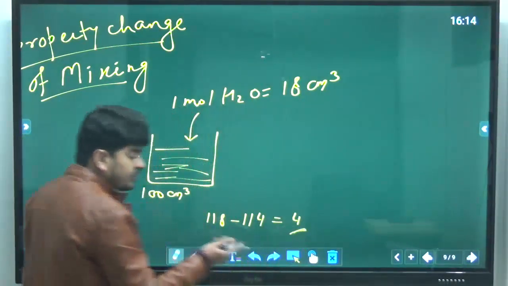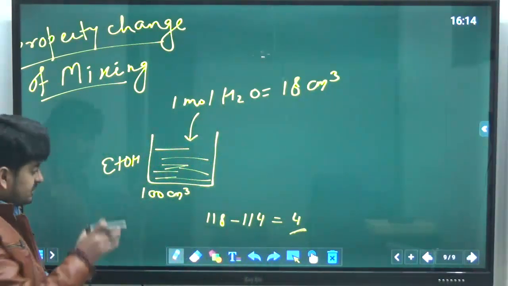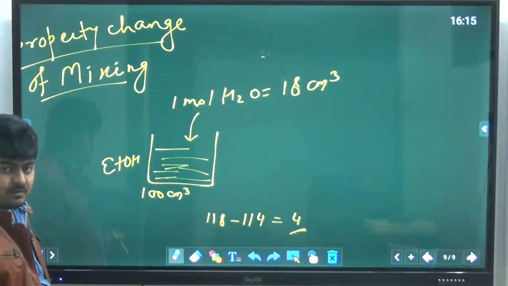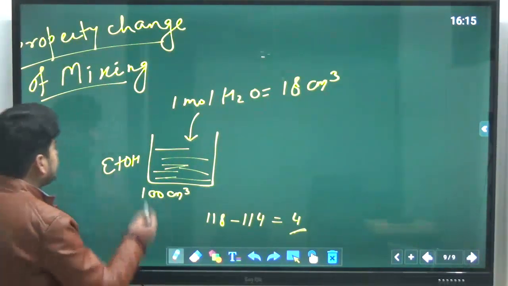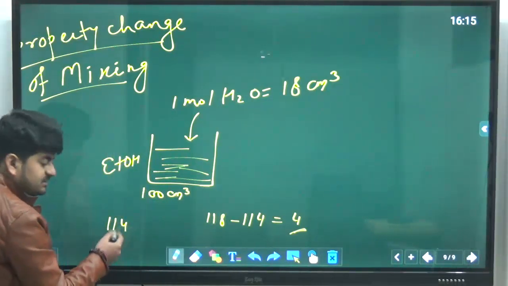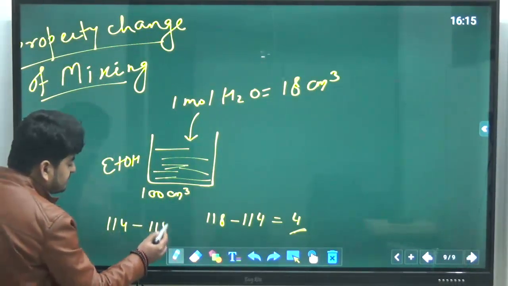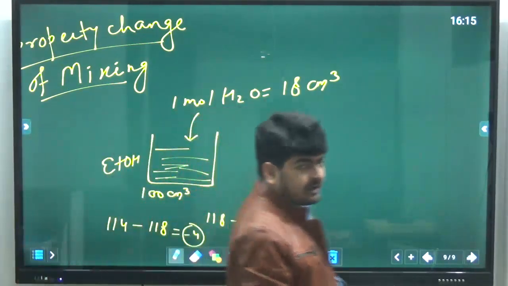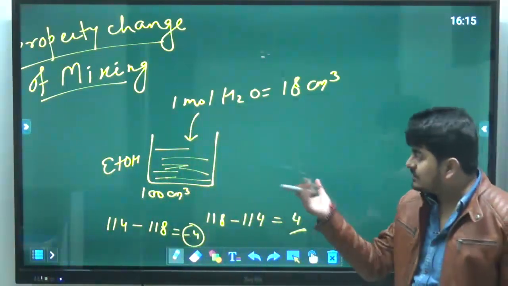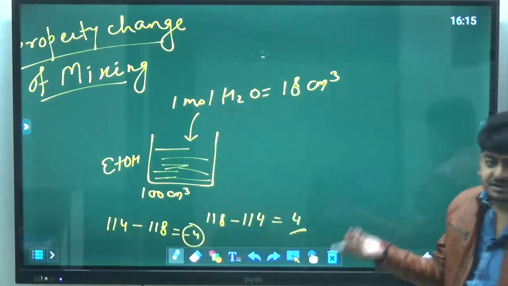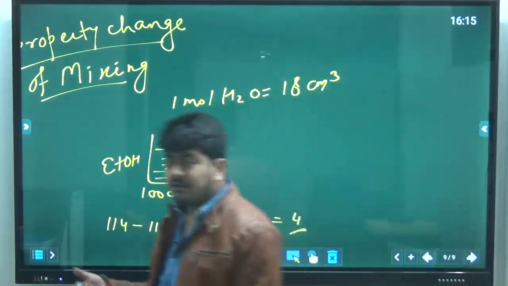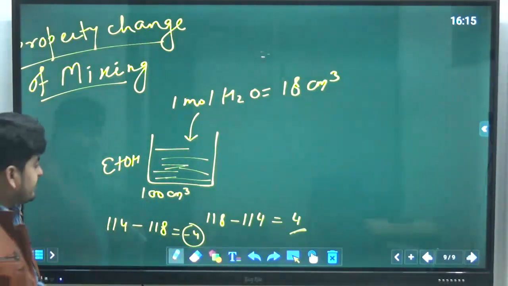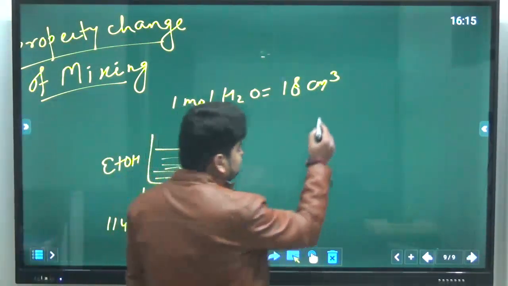So this difference, if you see, is 4 cubic centimeter by mole. Okay, so this is my property change of mixing. According to the definition, it should be the actual change minus the ideal change. So minus 4 will be my volume change of mixing, or the property change of mixing. Similarly for other properties like enthalpy, entropy, Gibbs energy, we can see how they change after going into the solution.